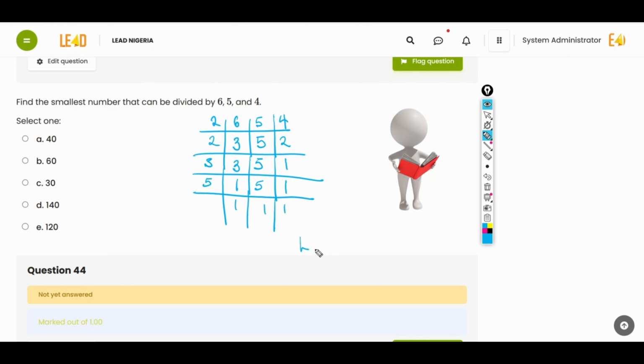So the LCM is 2 times 2 times 3 times 5, which is going to give me 60. So the smallest number that all of those can divide is 60.